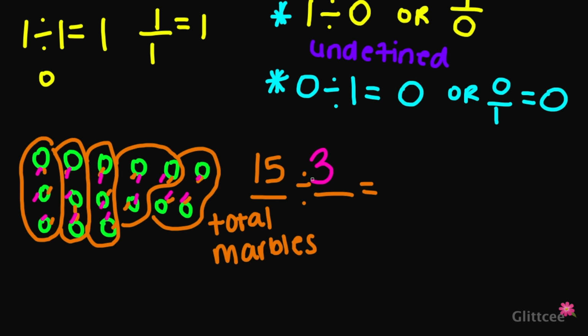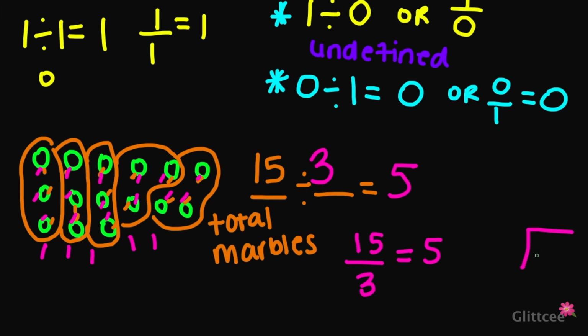So how many groups do I have? 1, 2, 3, 4, 5. So 15 divided by 3 equals 5. Remember, if you have the division sign, 15 in here, 3 out here, 15 divided by 3 is 5. 3 goes into 15 5 times.